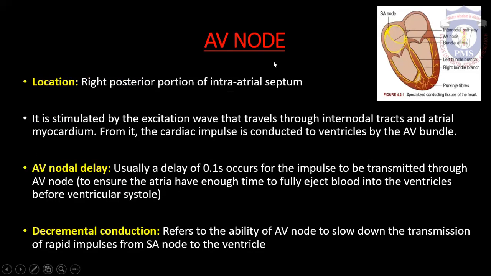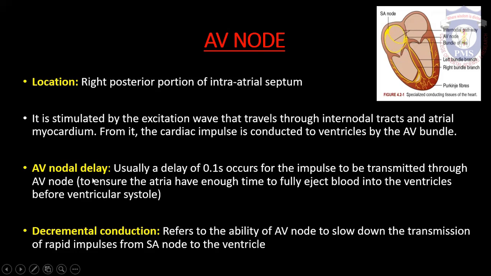The second one is the AV node. As I've already mentioned, the AV node is located in the interatrial septum. It is located in the right posterior portion of the interatrial septum. So it is stimulated by the excitation wave that travels through the internodal pathways from the SA node. As I mentioned in the previous slide, the impulse that is generated in the SA node is capable of reaching the AV node via the internodal pathway. And because of this pathway, the AV node will get stimulated.